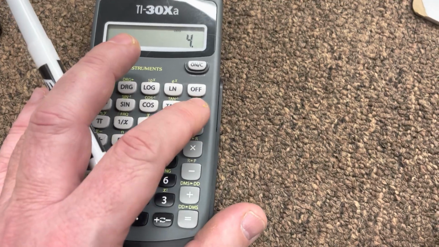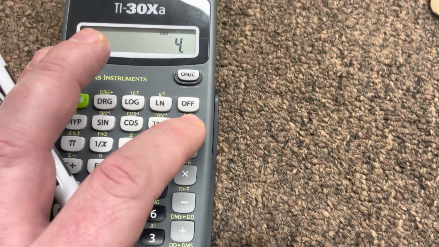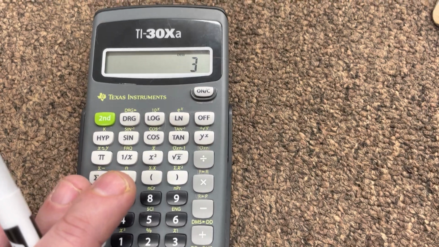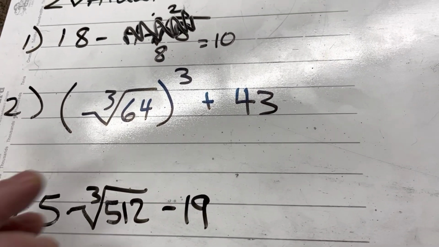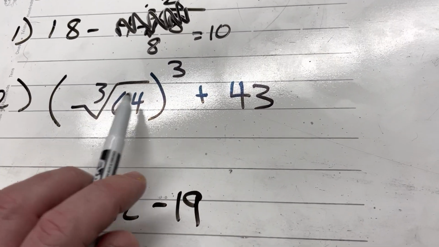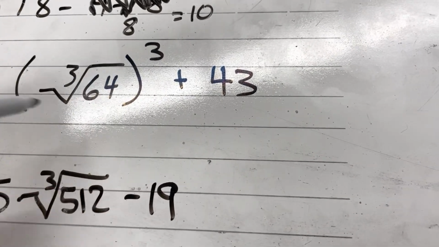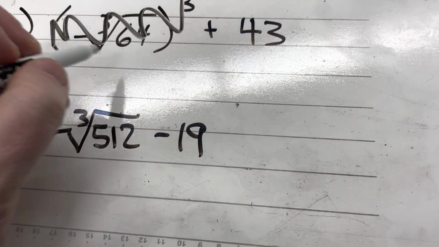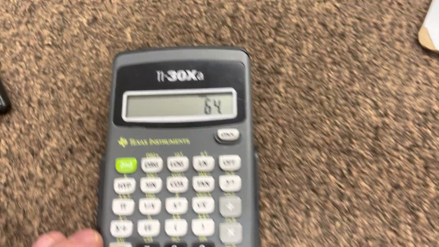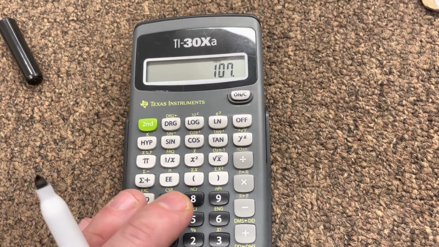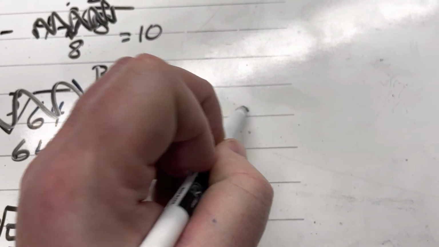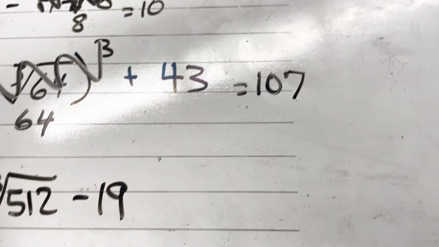So I'm going to press my y to the x button, 3, equals 64, and that makes sense, because if I started with 64, found the cube root, and then cubed that, it's going to leave me with the same thing. So that's going to give me 64. But then I'm going to add 43 to that. I already have 64 plus 43 equals 107. That's my final answer. So I'm just evaluating the expressions.